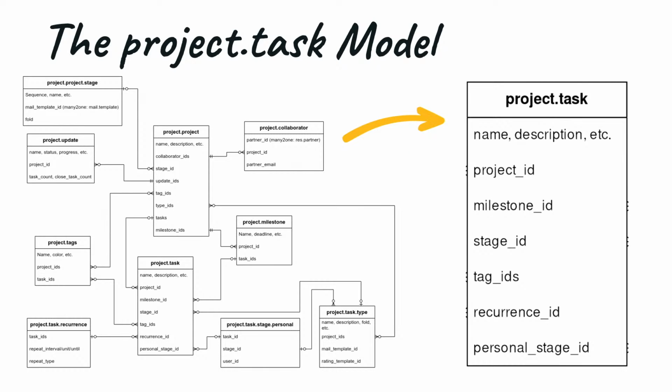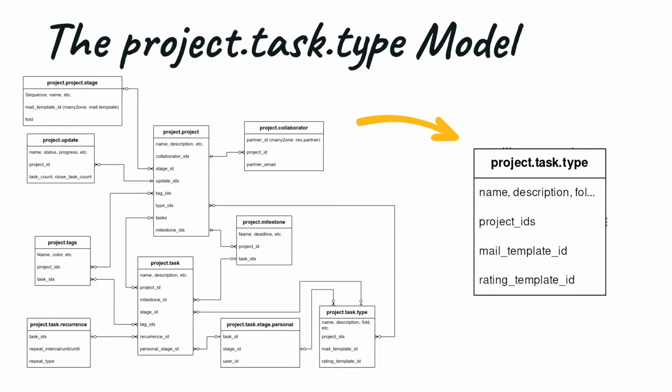Now, lo and behold, the project.task model is very similar to the project.project model. It has, again, the task's name, the description, things along those lines. And again, it also has a lot of relational fields to other models in the database for the project application, such as the project ID, the project that the task belongs to, the milestone ID, the stage ID, the tag IDs, the recurrence ID, and the personal stage ID. We're going to look at these models right now.